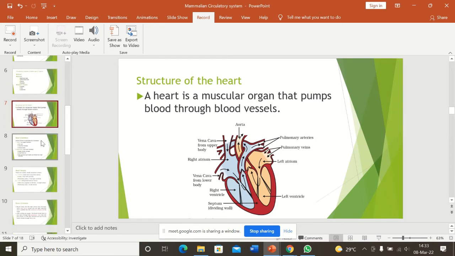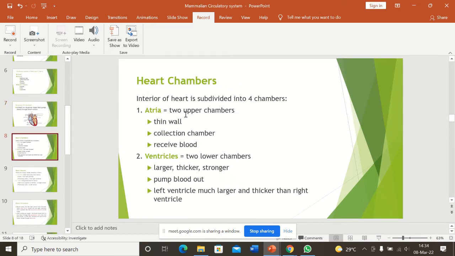Let's look at the chambers of the heart. The heart has four chambers. These four chambers are divided into two: we have the atria and the ventricles. Atria are the upper two chambers, and they have the following characteristics. They have thin walls. They are collection chambers in that they receive blood from the entire body and also from the lungs.